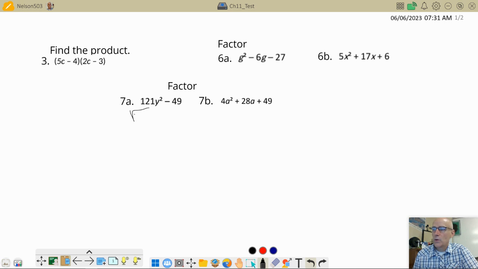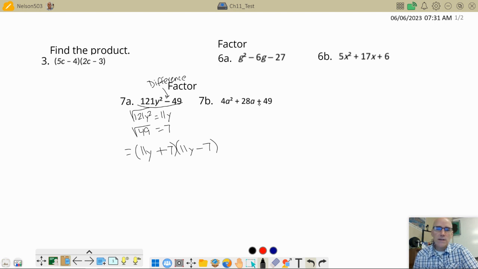If I take the square root of 121y squared, I get 11y. If I take the square root of 49, I get 7. I have the difference. Yes, that's required also for this pattern. Difference. It's got to be the subtraction going on in there. And then I take 11y, and I put the 11y in the first spots of two different binomials. I put the 7 in the other spot, and we change signs. We go plus and a minus. This is the pattern that we saw with the difference of two squares, okay?